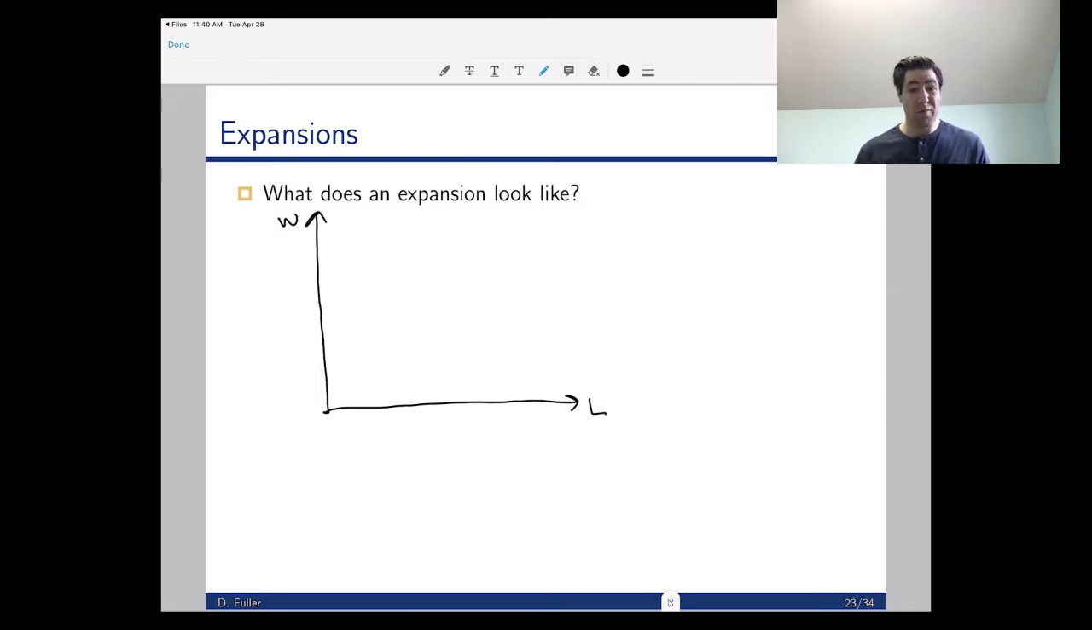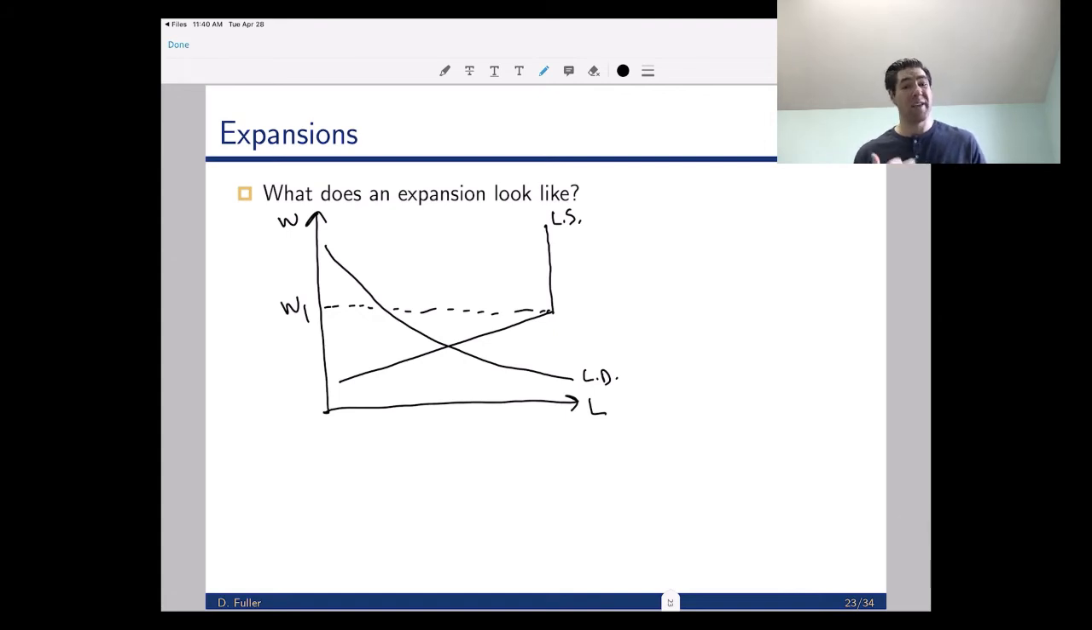The quantity of labor and the wage. I have my labor supply. And I'm going to start us off here with labor demand. And I'm going to look at the case where our wages are downwardly rigid. So the wage level is really kind of fixed here in our economy at some level. We'll call it W1 here. And so our current level of employment is L1, which is relatively low.